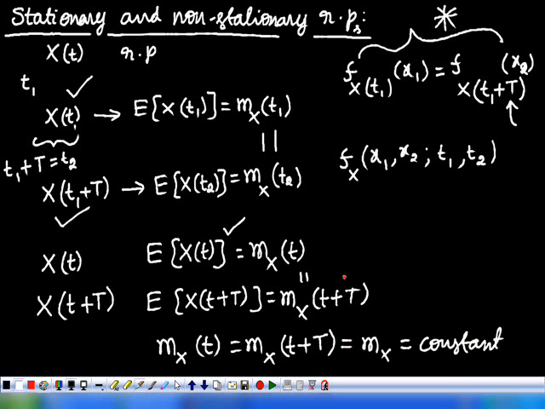So if the statistical properties are not varying, what are the statistical properties? Distribution and density are the statistical properties. Therefore, the random process is said to be a stationary random process. In this case, it is called a first order stationary process.